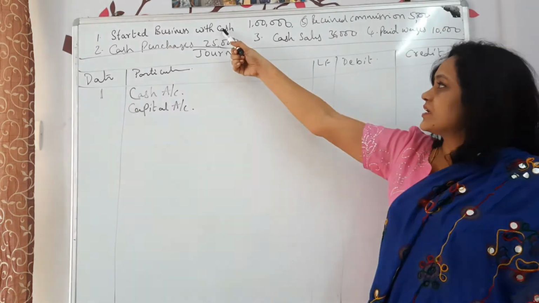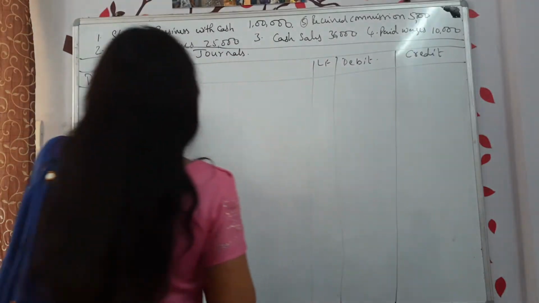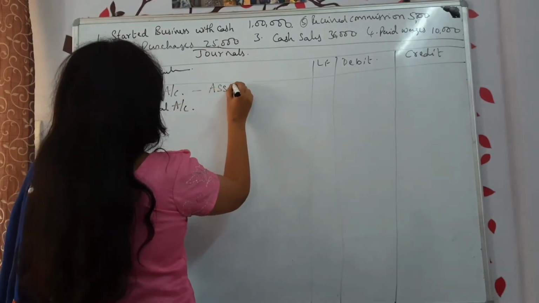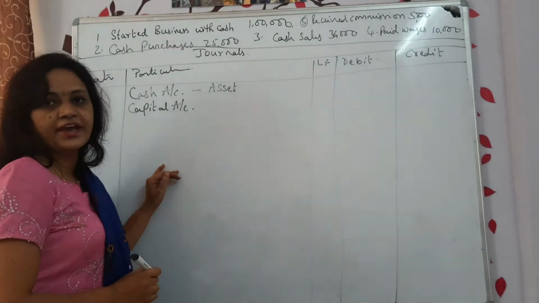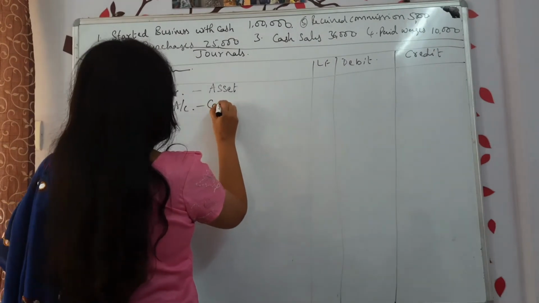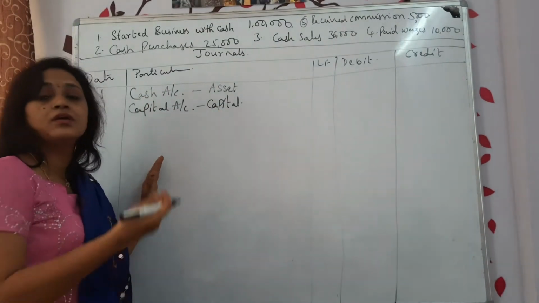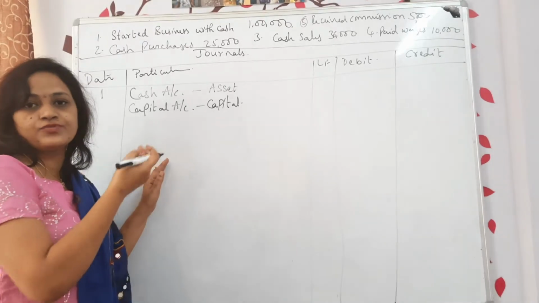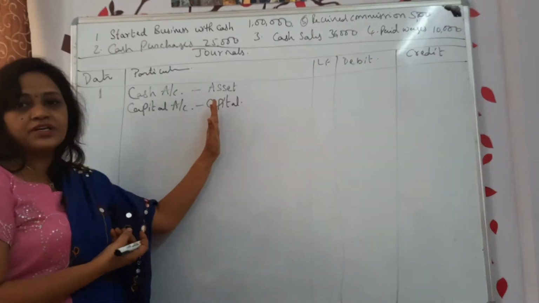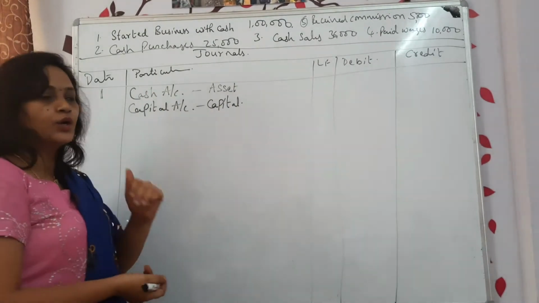They started with cash, so I have taken cash account. Now, cash account comes under asset, so write down asset. And the capital account, we already have capital. So whatever transaction comes, first identify which one is the account, and after that under which type of account it comes, that you should write down, and after that we will be applying the rule.